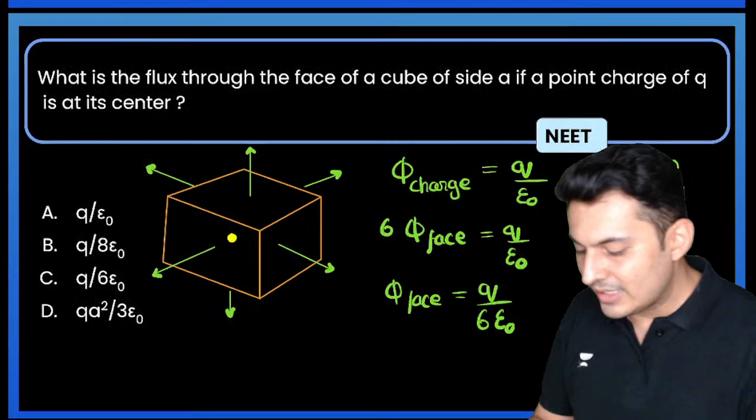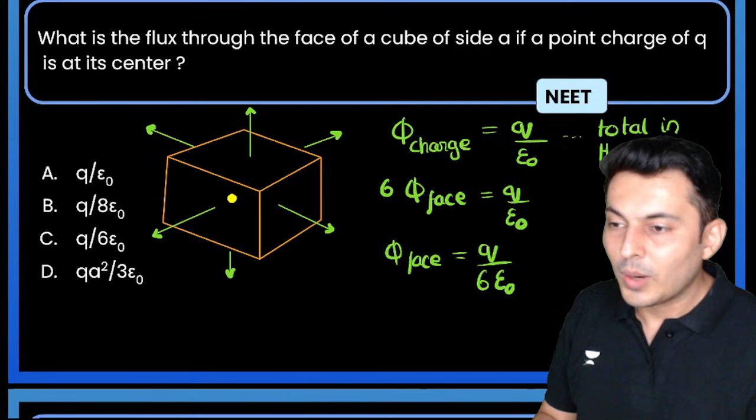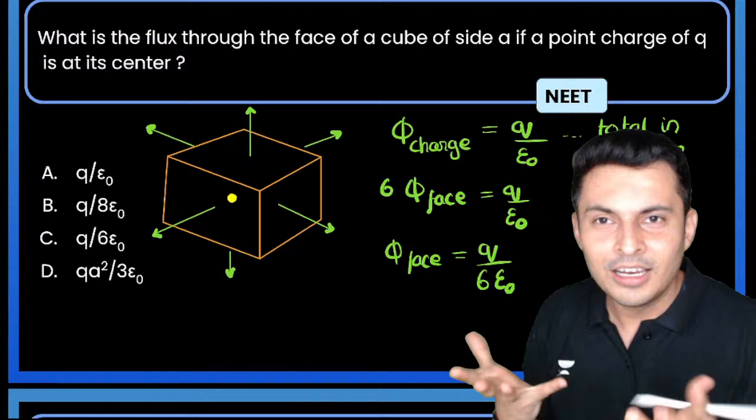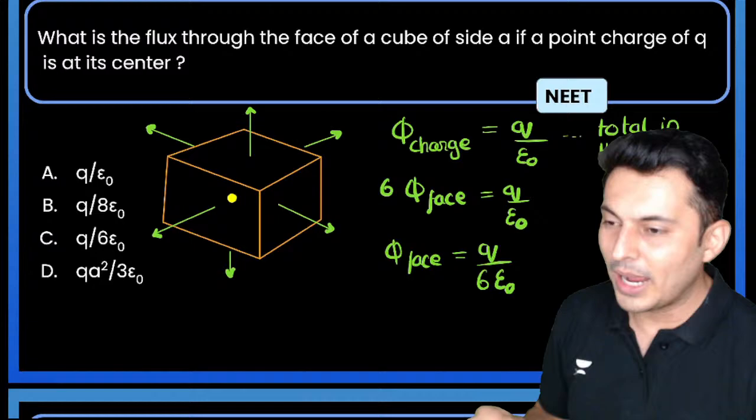So that is option C. Very good, Asta, Gautam, Raj, Mohana. Very good, Praveena. Excellent. That is the answer. Got it? The total flux will be Q by epsilon naught, and it will get distributed equally. Whatever goes top, front, back, everything is the same. So six surfaces, each one will get one sixth, to make it a complete Q by epsilon naught. Very good. Let's move on to the next one.